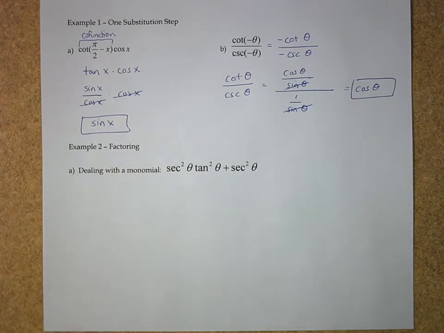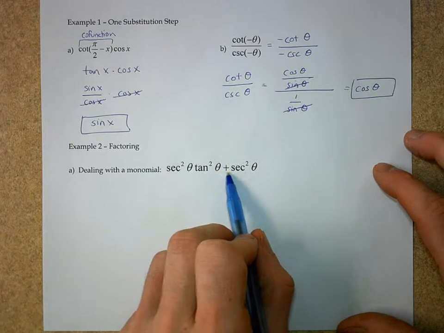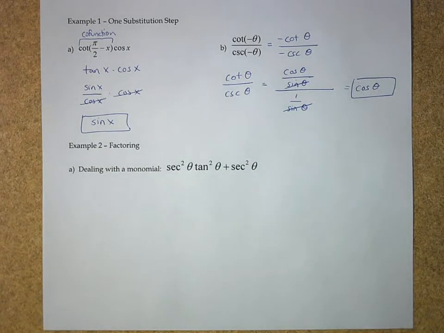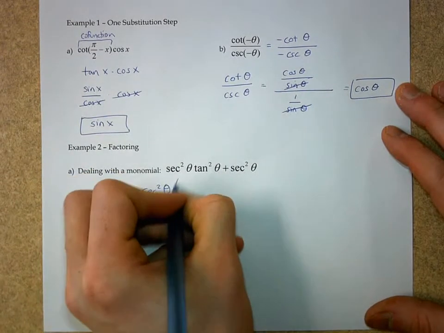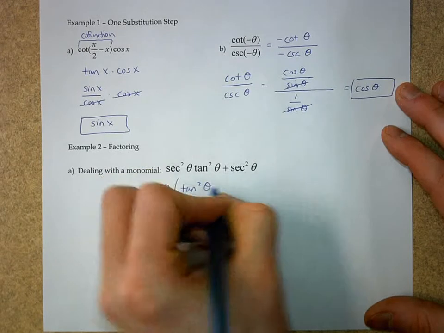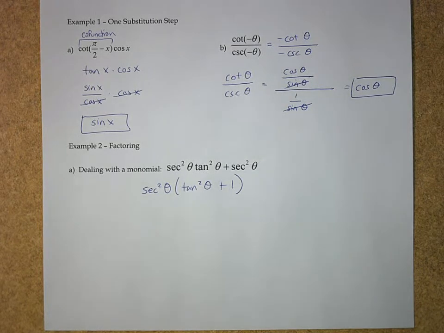Second example that we've got here is dealing with a monomial that we can factor out. Here, secant squared of theta times tangent squared of theta plus secant squared of theta. I've got a common secant squared in both pieces. So I'm going to pull out a secant squared of theta. And then I'm left with tangent squared of theta plus 1. At that point, I've got to ask myself, am I done yet? And the answer is no, I'm not.